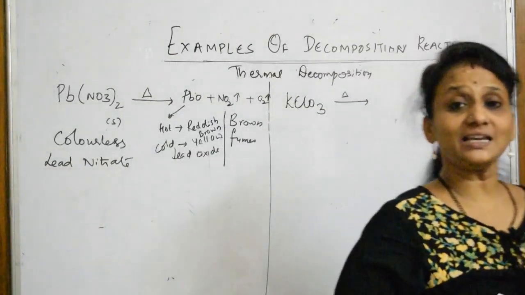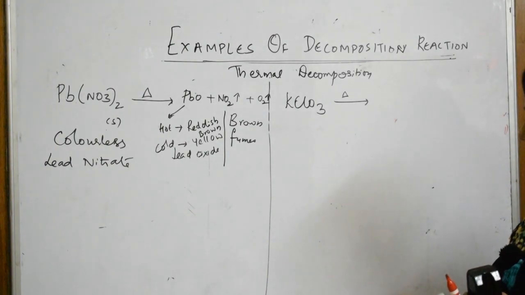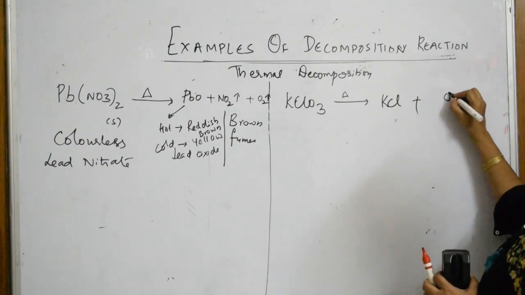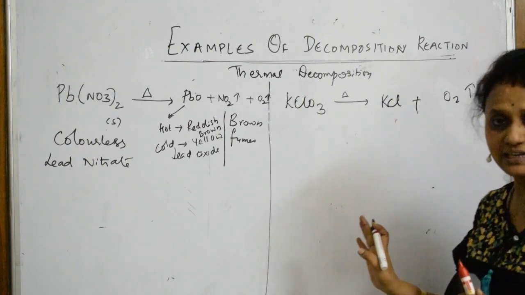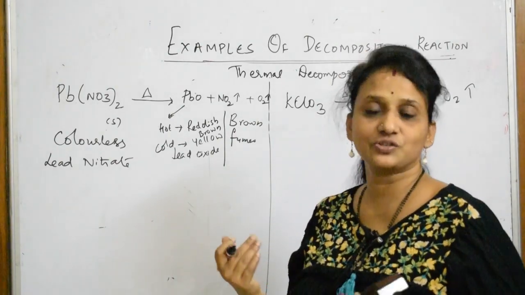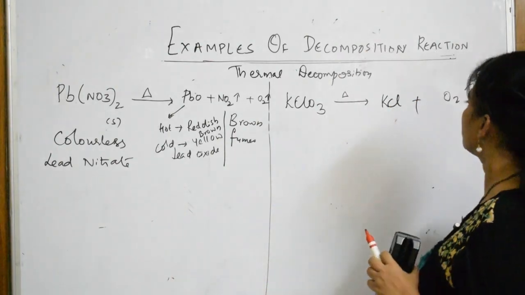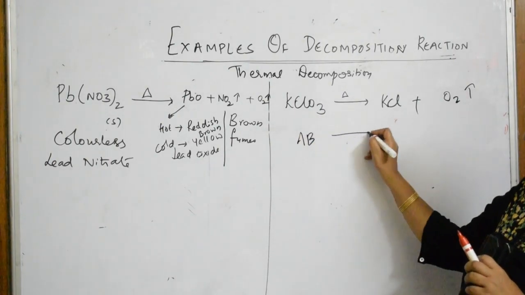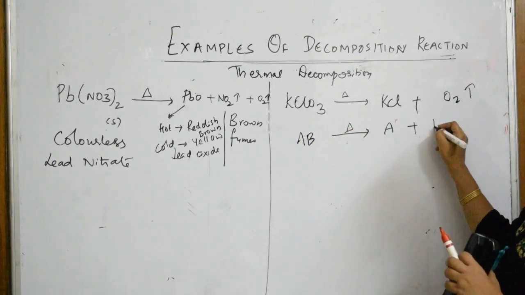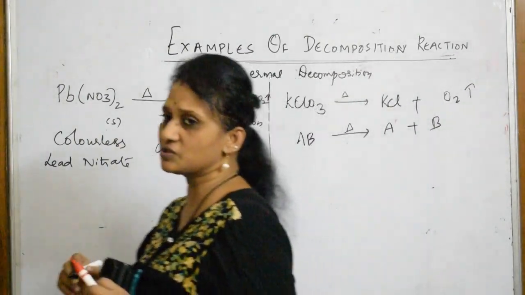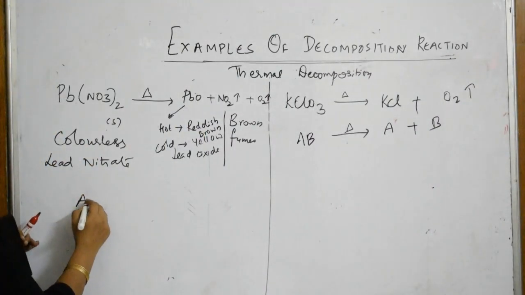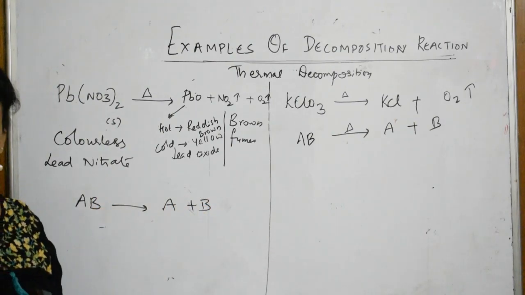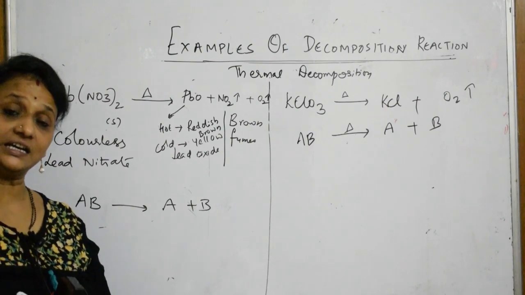When I see KClO3 dissociation, again thermal decomposition, it breaks up into KCl plus oxygen. Here I am not balancing, because I did the balancing earlier. You need to check the earlier video and balance by yourself. Again oxygen gas is evolved. See, one compound AB is dissociating into two or more compounds. Isn't it simple? So decomposition by heat is over.